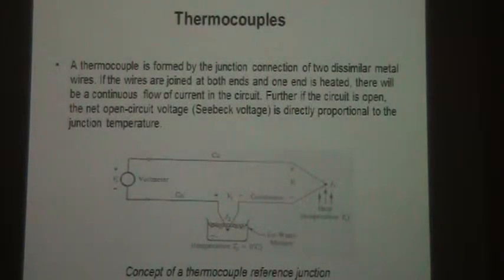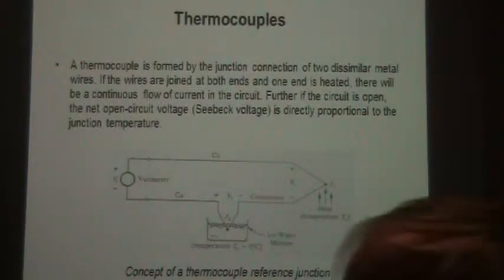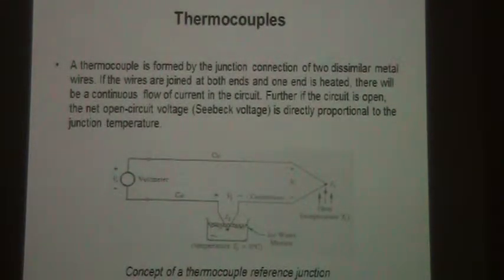This is too early to ask this question. Of course, during the early stage of research on the Seebeck effect, we need a reference junction. Because from an electronic engineering point of view, the system cannot be floating. We need a reference. We have to measure temperature compared to this reference level. So we need a reference junction in the early stage of research on the Seebeck effect.